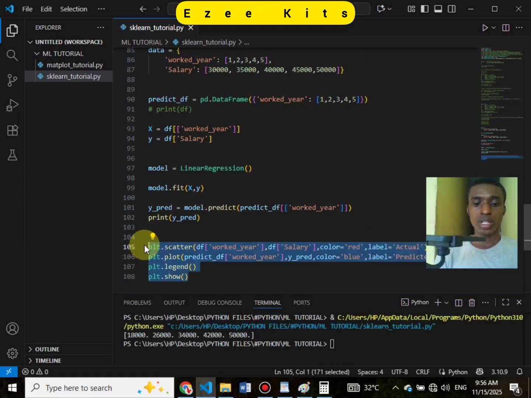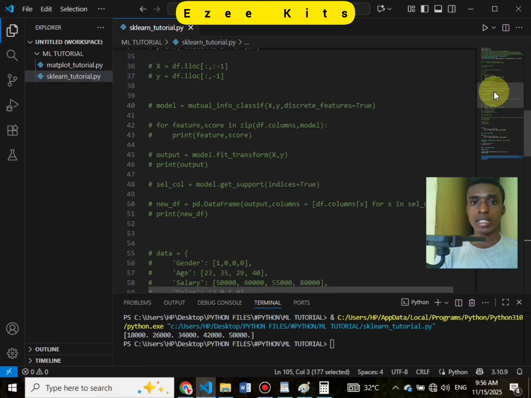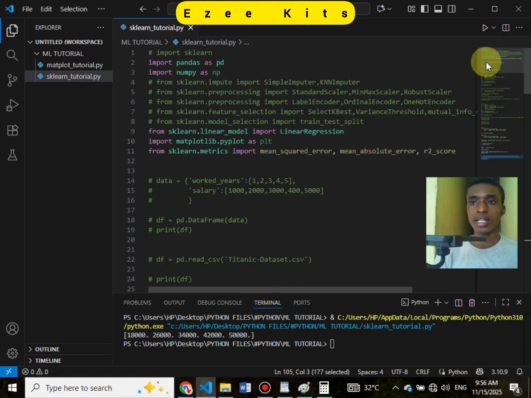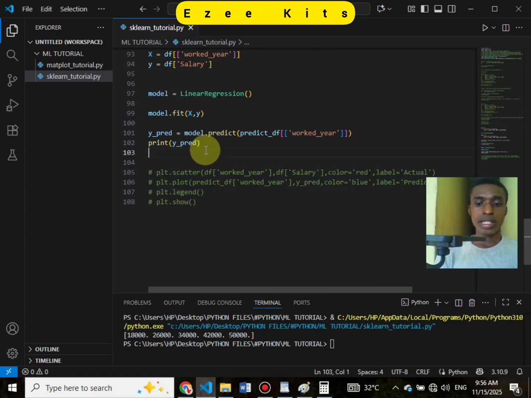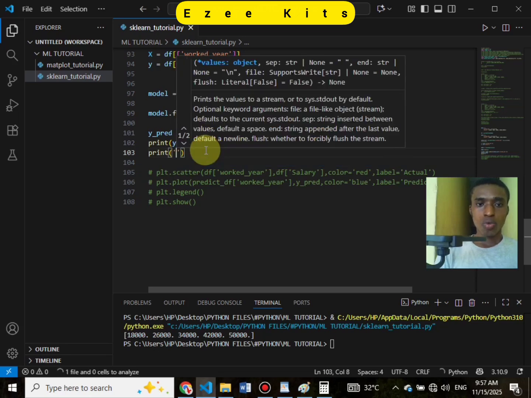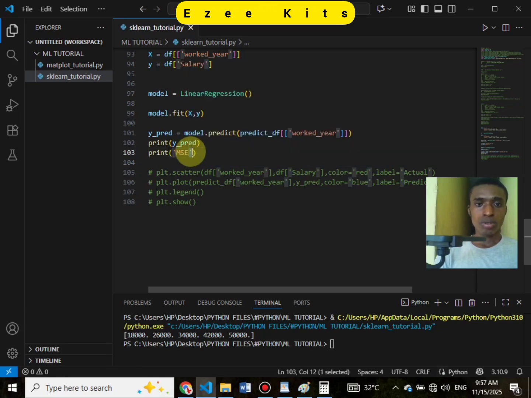I'm not interested in drawing any graph here. Since we imported it earlier, let's come down here to run everything once and for all. So let's print this. The first one we want to print is the mean squared error. So we are going to come here.